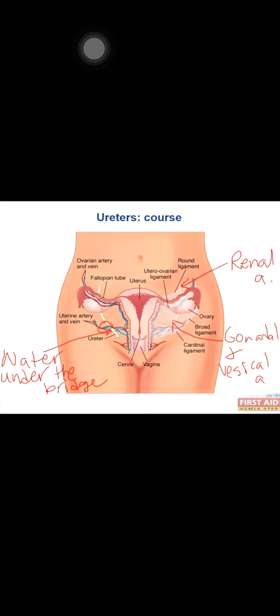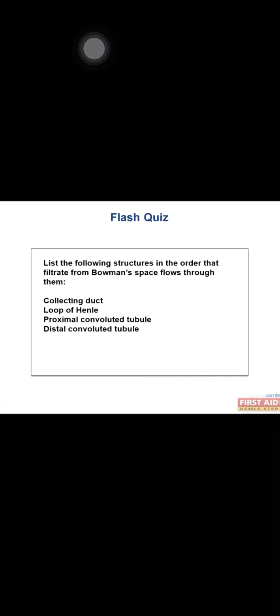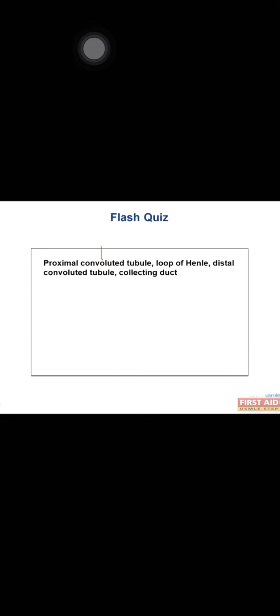Okay, so now let's finish with a flash quiz and a USMLE style question. List the following structures in the order that filtrate from Bowman space flows through them. The answer is first the proximal convoluted tubule, then the loop of Henle, then the distal convoluted tubule, and finally the collecting duct. Remember that proximal means near and distal means far, and that all nephrons ultimately drain into collecting ducts. And the loop of Henle is the loop between the two convoluted tubules, so this should help keep everything straight.